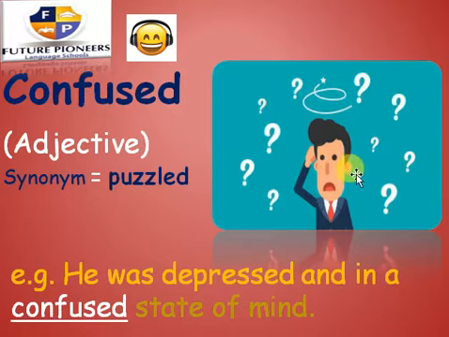Confused, it's an adjective. Do you remember? The adjective is describing the noun. This man is confused. I'm describing how he feels. So confused is an adjective, and it means that this man is unable to think clearly or understand something. Unable, he can't do it right now. He can't think right now. Or he's not understanding what I'm talking about or what his friend is telling him.